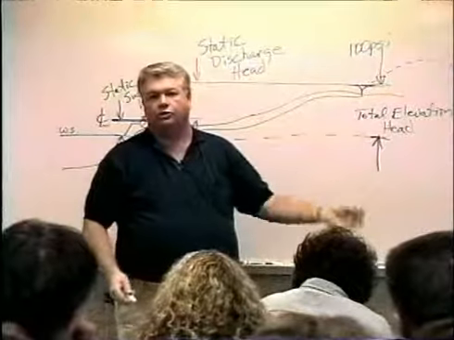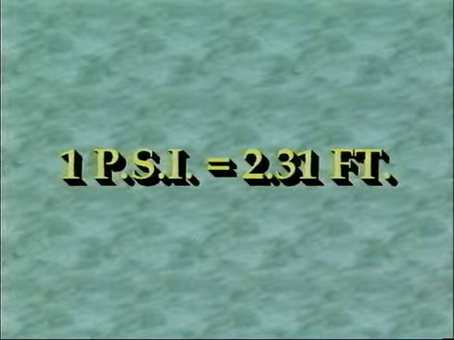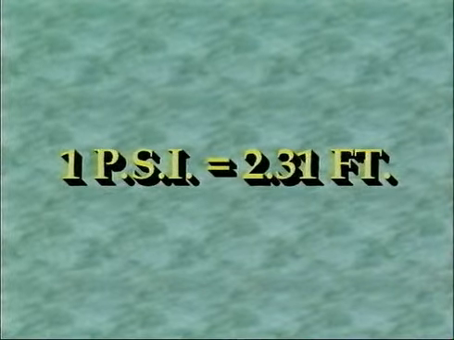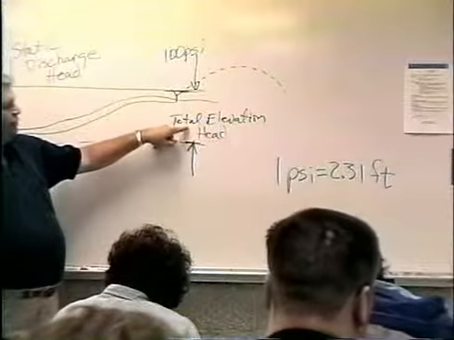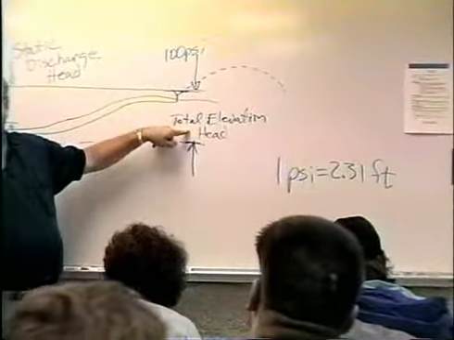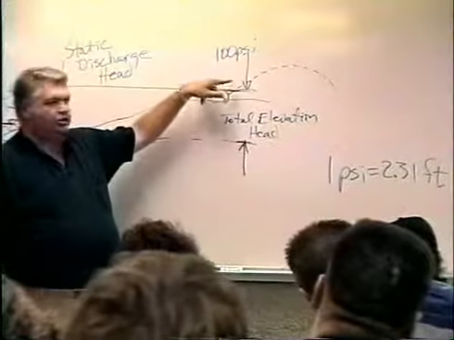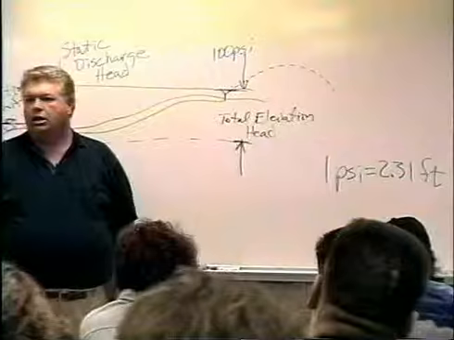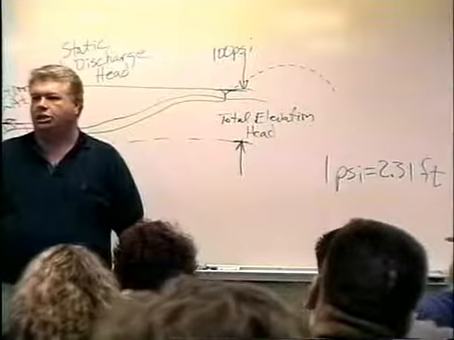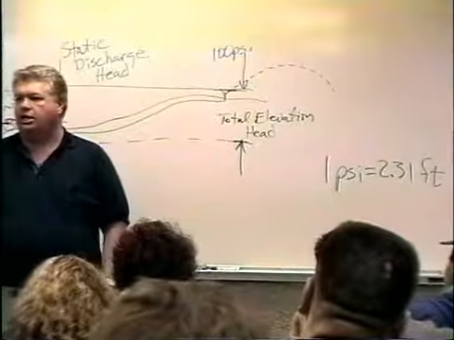We can convert between the two. For every 1 psi equals 2.31 feet. So every time I go up 2.31 feet, it costs me another pound of pressure on the pump, another psi. If I go up 23.1 feet, it costs me 10 psi. It's just like saying we got so many feet or so many inches. I can go 1 foot or I can go 12 inches. Same idea, see?